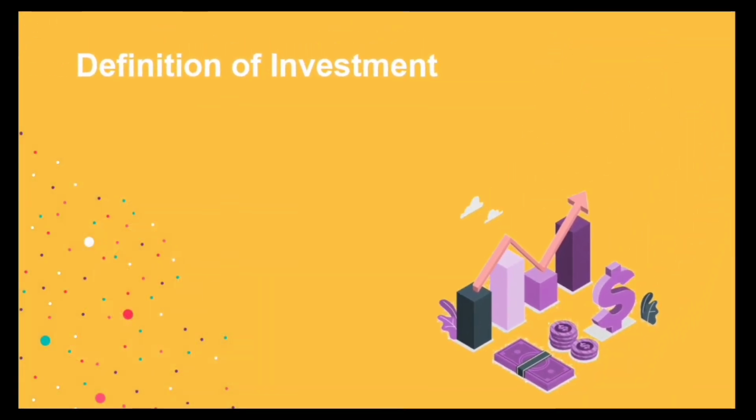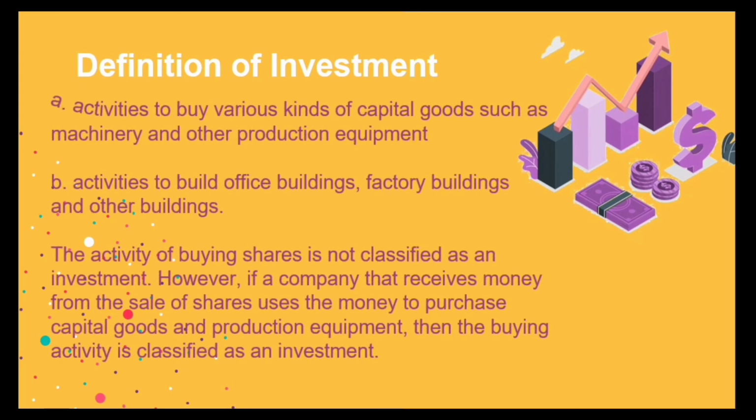Definition of investments. A. Activities to buy various kinds of capital goods such as machinery and other production equipment. B. Activities to build office buildings, factory buildings, and other buildings. The activity of buying shares is not classified as an investment. However, if a company that receives money from the sale of shares uses the money to purchase capital goods and production equipment, then the buying activity is classified as an investment.